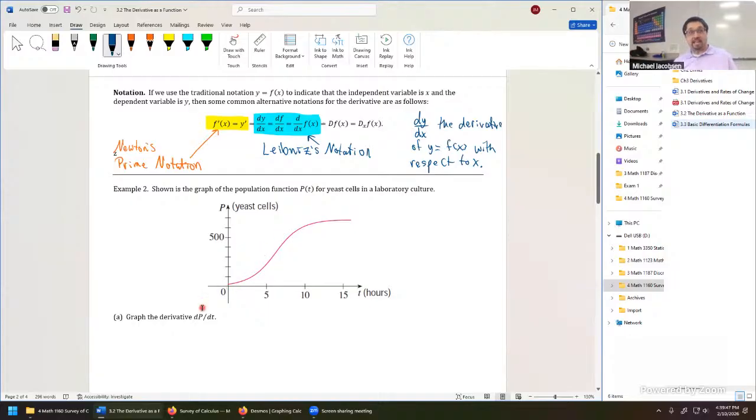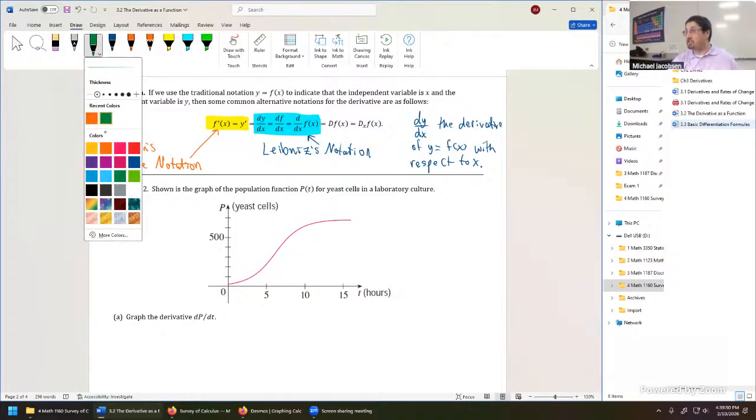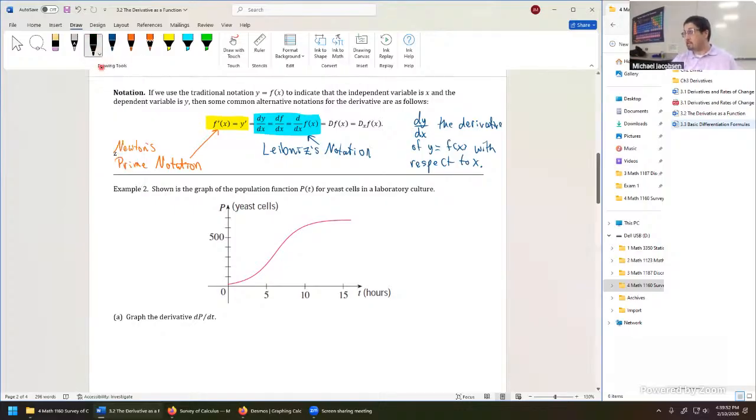And when we look at dP dt, this entire thing is just saying the derivative of P, the population, with respect to, well, that's P in the numerator, the population, but with respect to the new variable, this time t for time. So with respect to time.